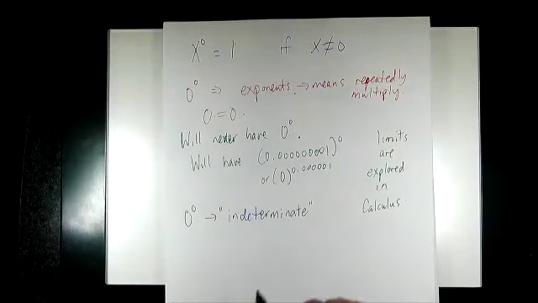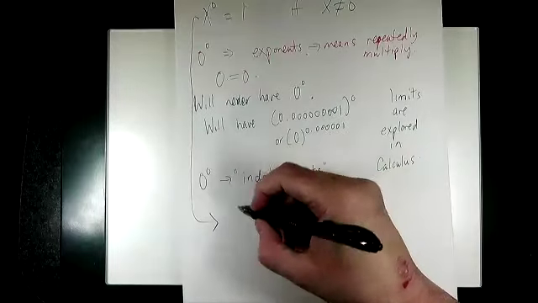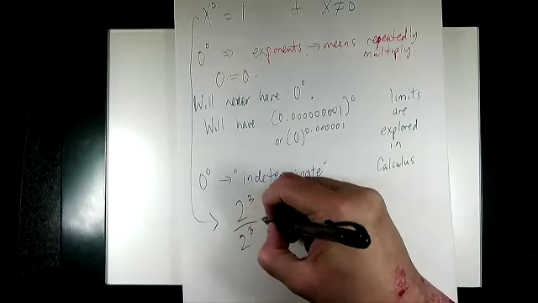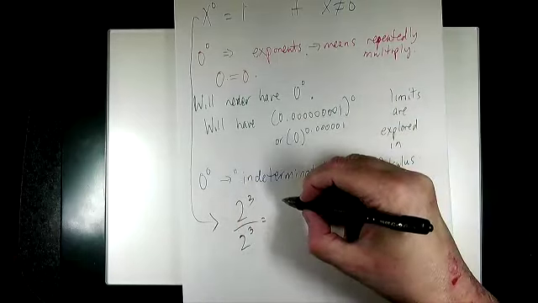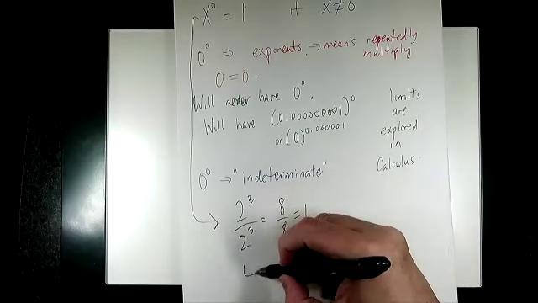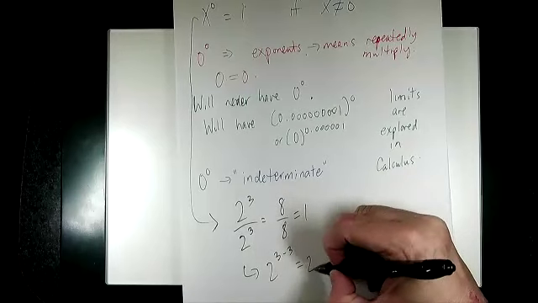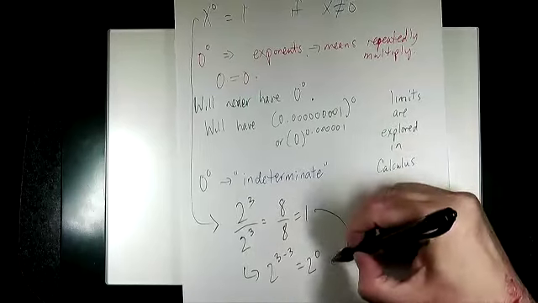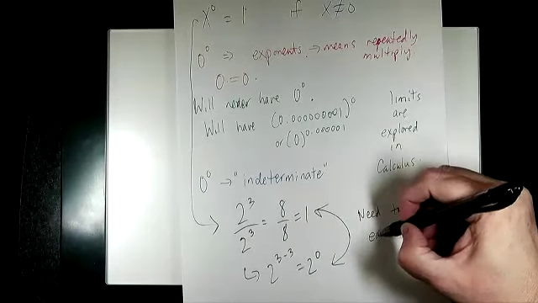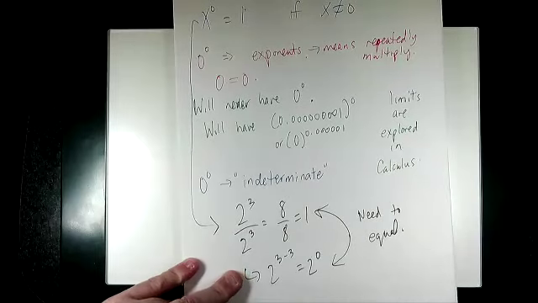And the reason why is very similar to what I believe Mr. Redden showed you yesterday. If we have 2 cubed over 2 cubed, this is 8 over 8, which equals 1. But if we use the subtraction rule, we have 2 to the 3 minus 3, which is 2 to the 0. And these two need to be equal. So that's an example of how that equals 1.